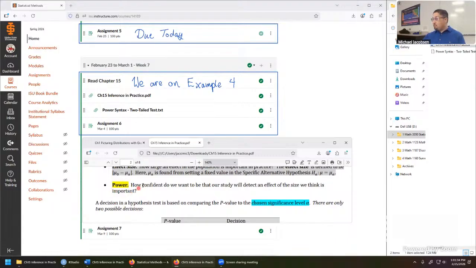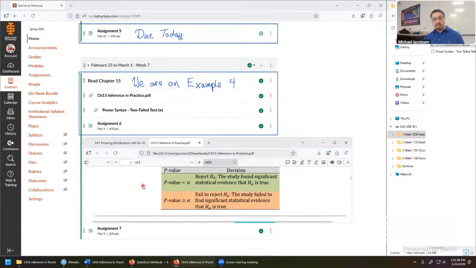Then putting that all together, we have to also note there are only two conclusions to a hypothesis test. We'll either say we found significant evidence that the alternative is true, or we'll say we failed to find that significant evidence. So a lot of concepts, it's all brought together when we think about power.